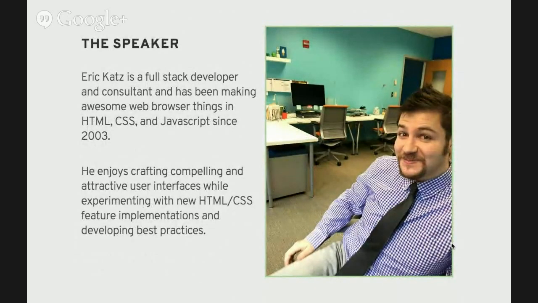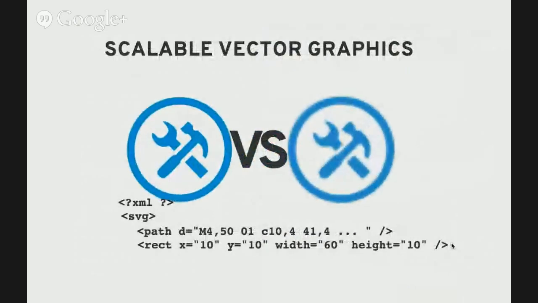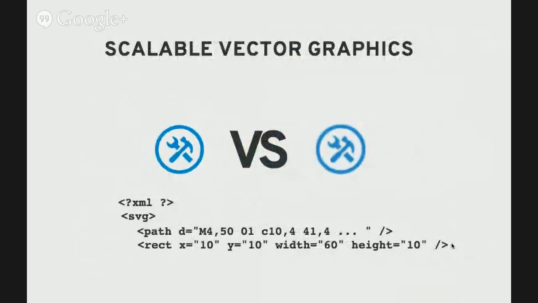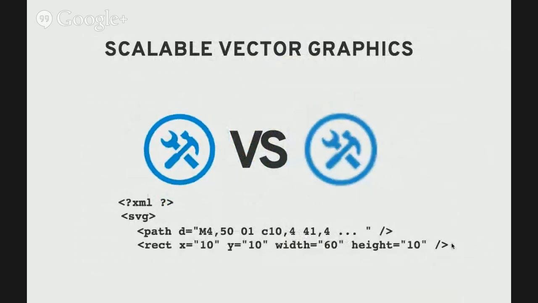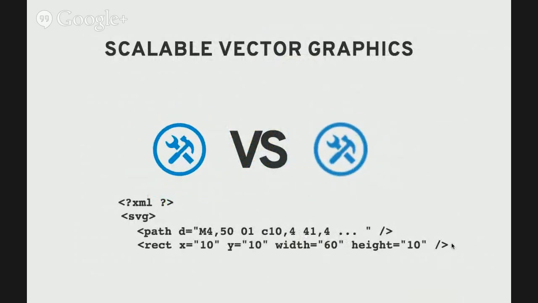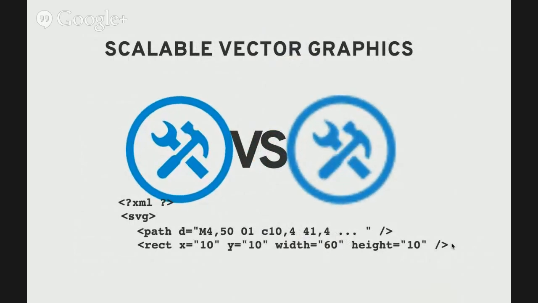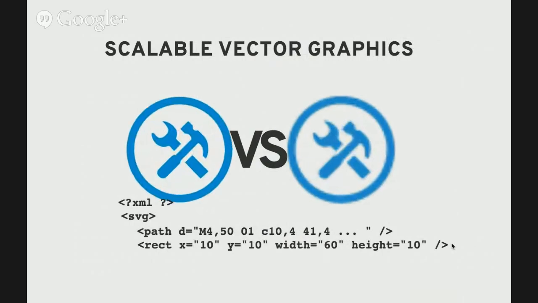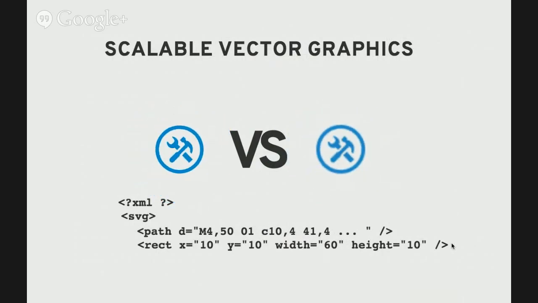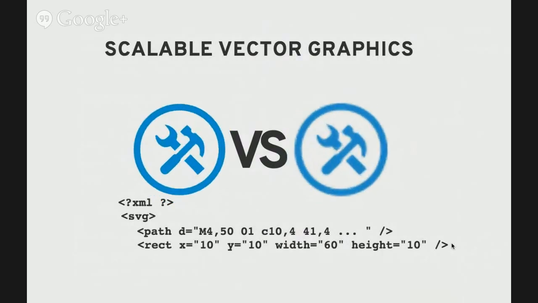So let's talk about SVGs. SVGs are Scalable Vector Graphics. As you can see, they're called that because they scale indefinitely, whereas conventional graphics, JPEGs, PNGs, GIFs, whatever you want to call them, don't.